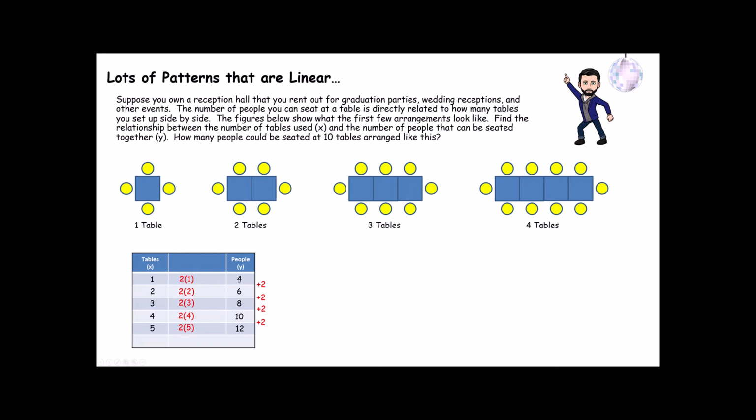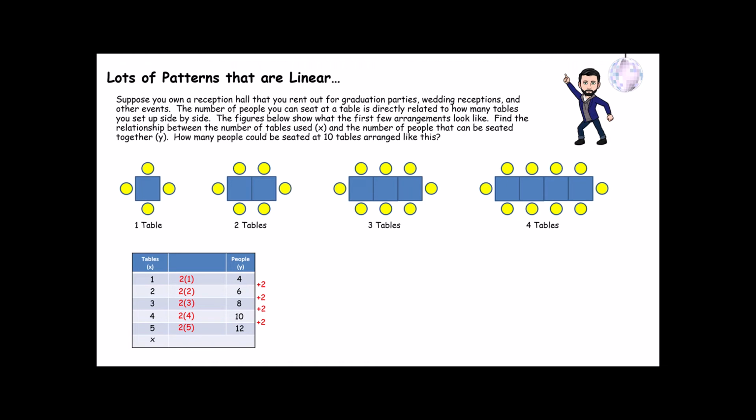2 times 1 doesn't equal 4. 2 times 2 doesn't equal 6. 2 times 3 does not equal 8. 2 times 4 does not equal 10. And 2 times 5 does not equal 12. These are all, in fact, incorrect. But they are all incorrect in the exact same way. Do you know what that is?